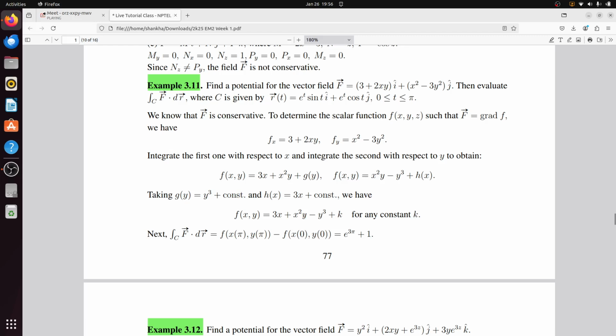First write x square y, then here you have a solely a function of y, that part, minus y cube. Here you have one extra term, a whole function of x, that is hx, which is here 3x. Add that 3x, so 3x plus x square y minus y cube.